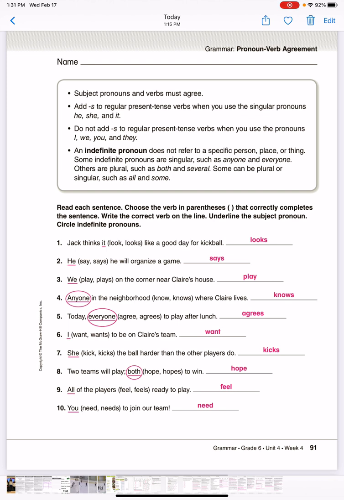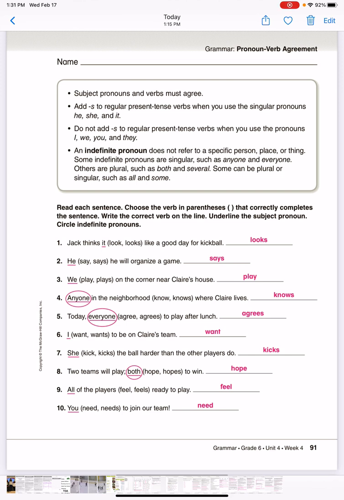All right, as I told you, I'm going to keep this video quick as to not take up too much of your time. Grammar 91 through 95. So we're talking about the agreement between those pronouns we talked about last week and the verb in your sentence. Subject pronouns and their verb must agree.